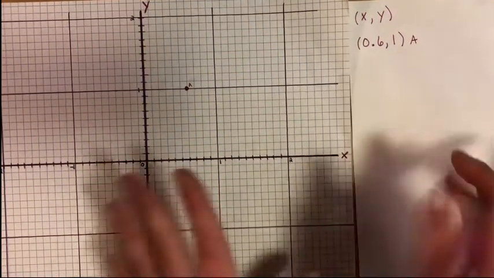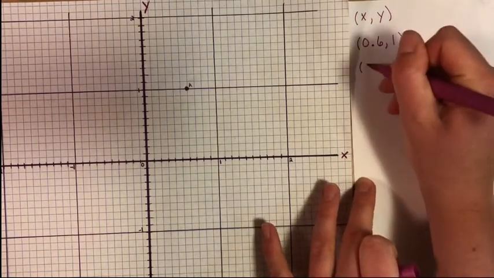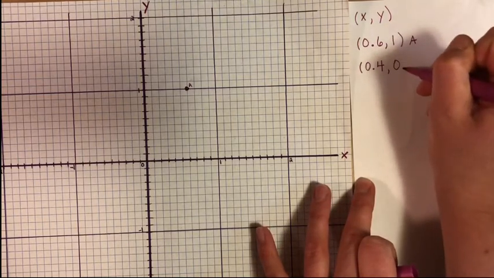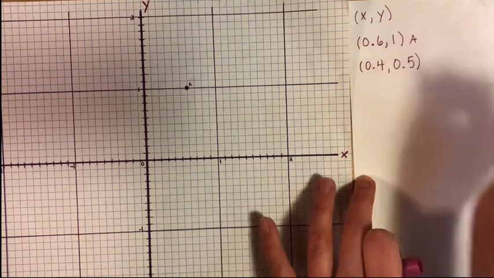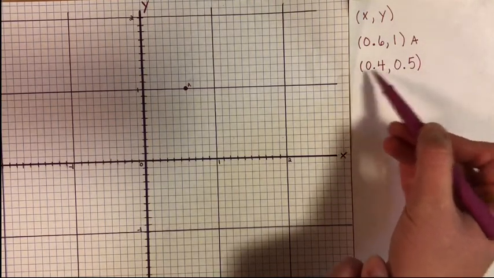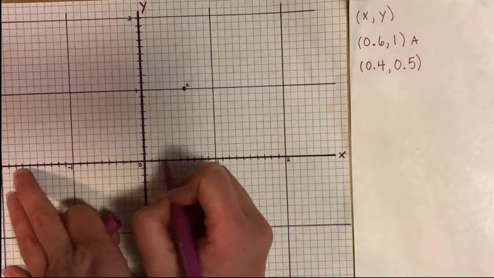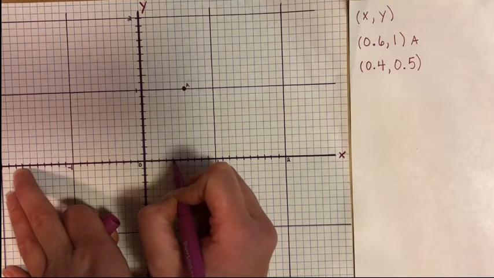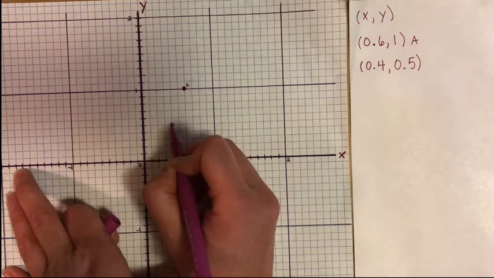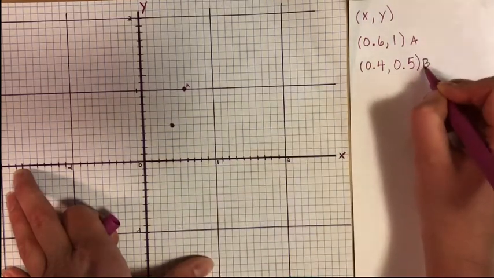Now, it can get even more advanced. Let's say we have 0.4, comma 0.5. So that means I'm going to go over 4, and I'm going to go up 5, because those are both positive numbers. So now I'm going to go over 0.4, 1, 2, 3, 4, and I'm going to go up 0.5, 1, 2, 3, 4, 5. And we'll call this B.